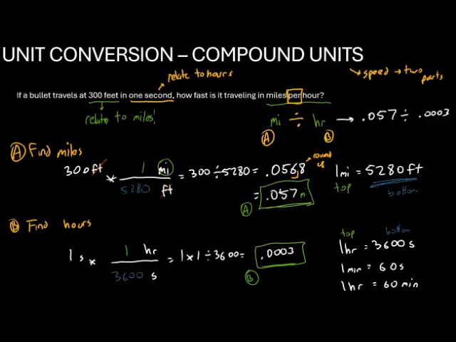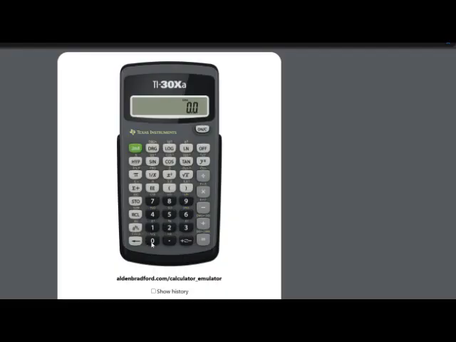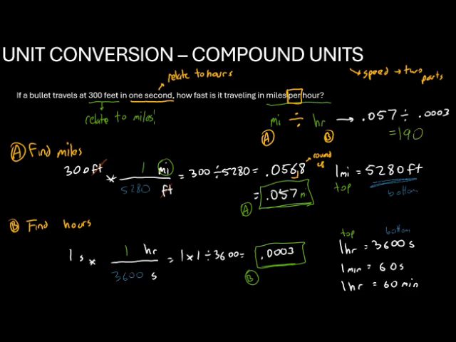Now we go to our calculator and divide. We enter our 0.057 and divide by 0.000, making sure there are 3 zeros after the decimal point, and say 3. When we divide, we get 190. Now let's think about the units. Our 0.057 was our miles, and our 0.0003 were our hours.